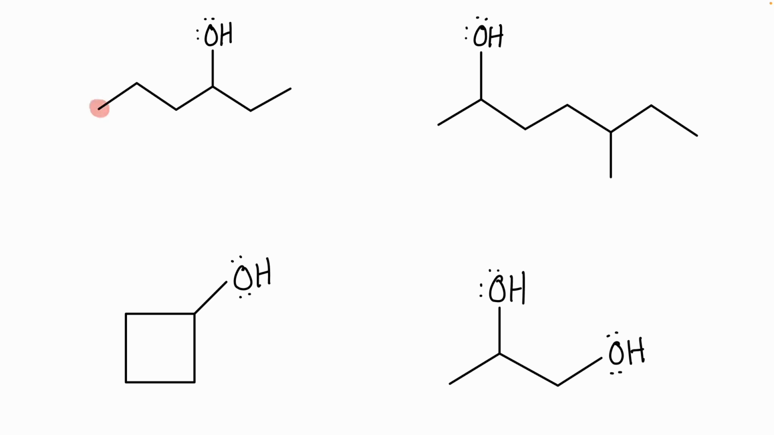So in this first example, I have my 1, 2, 3, 4, 5, 6 carbon parent chain. If I number in both directions, I got my smallest number going from right to left with my alcohol group on carbon 3. So this would be 3-hexanol.